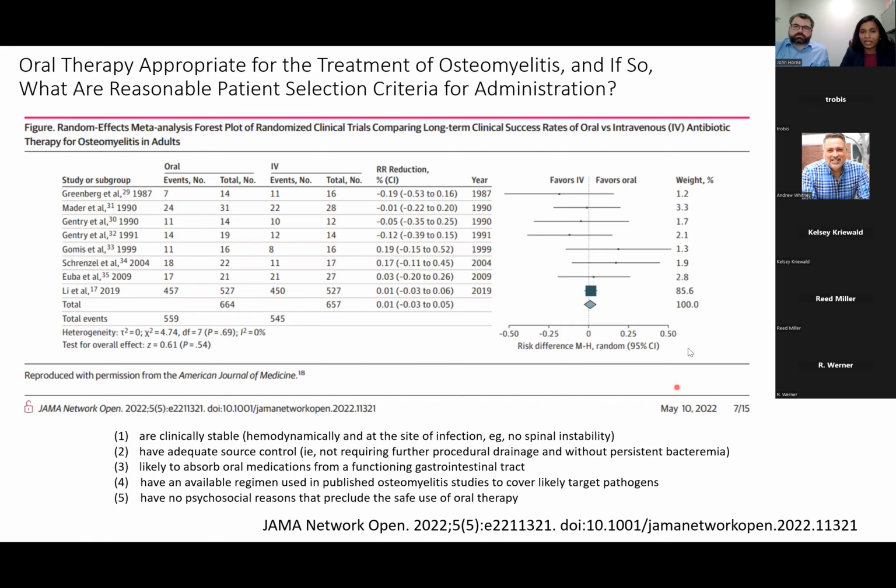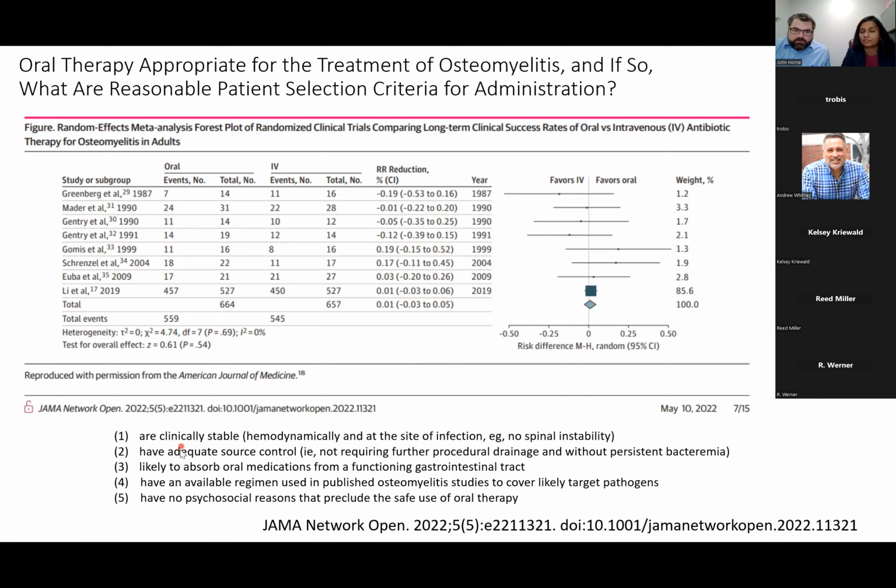So here is some guidance on what type of patients we could give oral antibiotics. In some of these studies, even when they find a difference, they'll say it's important to realize which patients you should choose for this. Sometimes that's not very clear, but here they actually gave some of the things they recommend. The patient is clinically stable, hemodynamically and at the site of infection, with no spinal instability.